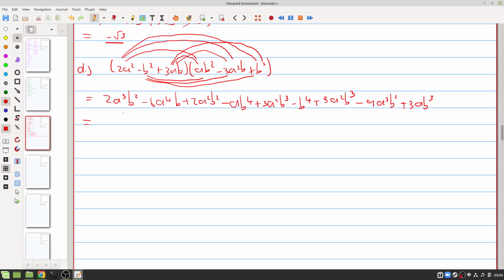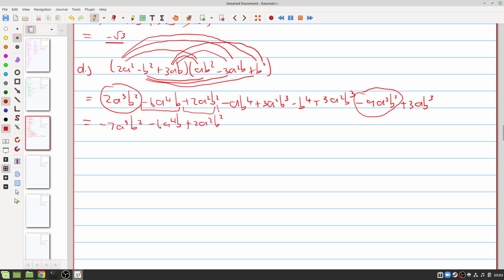Okay, now we look for like terms. So a to the power 3 b squared. Let's look for any other ones of that. A to the power 3 b squared here. Okay, so we've got that one and that one. They are like terms. So 2 minus 9 is negative 7 a to the power 3 b squared. Okay, a to the power 4, this is the only one here, so minus 6a to the power 4 b, that's the only one of those. Then a squared b squared, this is the only a squared b squared, so we've got 2a squared b squared.